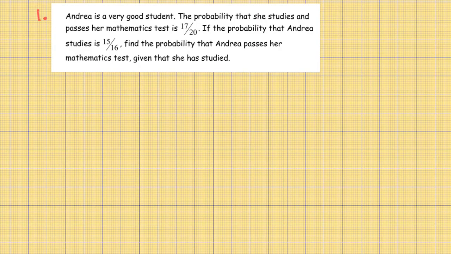Example 1. Andrea is a very good student. The probability that she studies and passes her mathematics test is 17 out of 20. If the probability that Andrea studies is 15 out of 16, find the probability that Andrea passes her mathematics test given that she has studied.